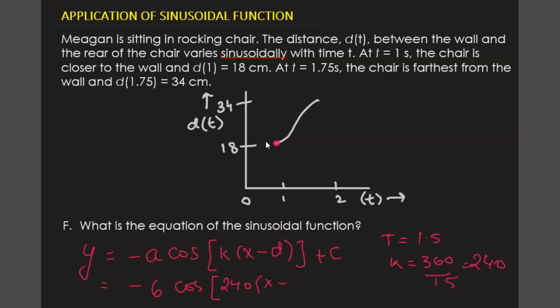X minus D is the phase shift. So if I'm taking this as the start point, everything from the y-axis to this point is my phase shift, and that value is 1. I'm going to put in D as 1. And C is the equation of axes, which lies right in the middle, and that is 26. So this represents my equation.